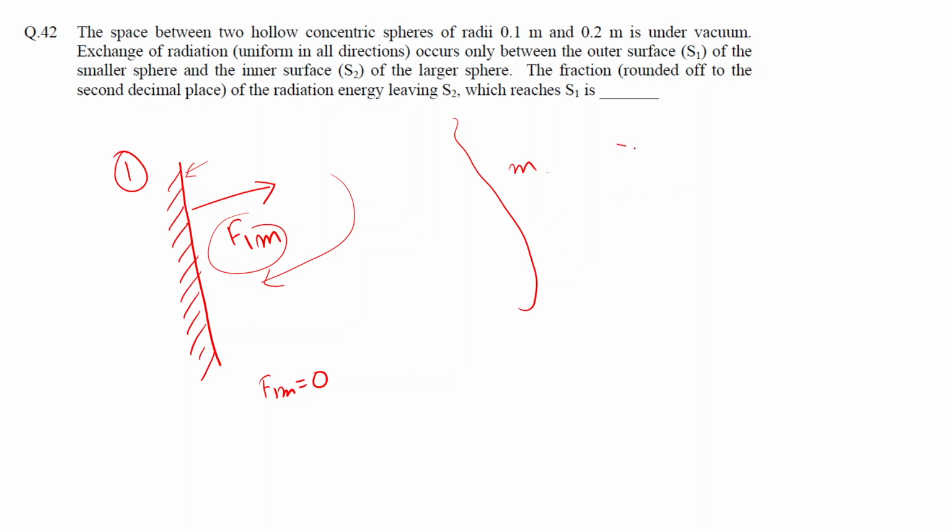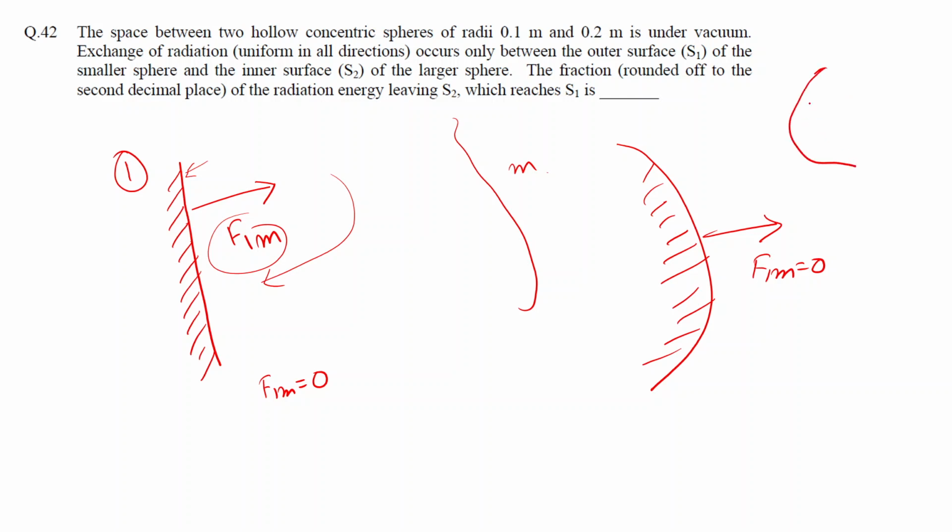Similarly, if my surface is like this, then in this case also my F1M will be equal to 0. Now let's say my surface is curved like this, and the inner side is a reflecting one. If my radiation is coming from this curved surface, it can touch this, and in this case F1M won't be equal to 0.